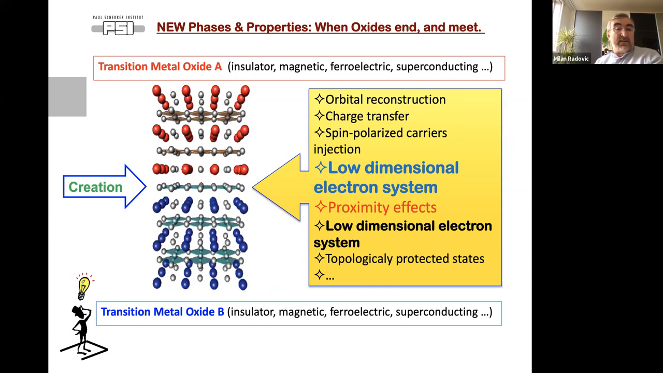So those two materials in the contact, they are very stable because they protect each other from the environment, et cetera. So all of this physics, all of these effects you can use for future technology.